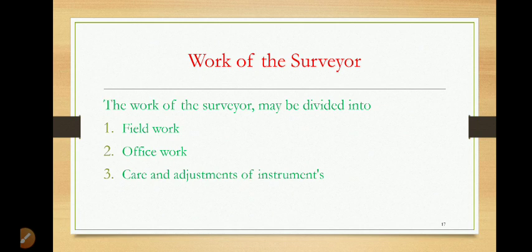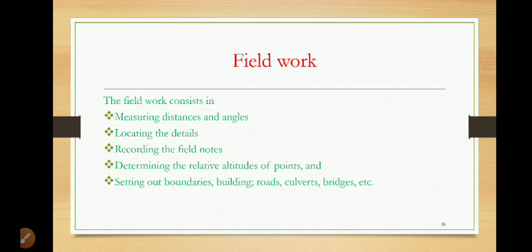The work of a surveyor is divided into three categories: field work, office work, and care and adjustment of instruments. Let us discuss field work. The field work consists of measuring distances and angles, locating details, recording field notes, determining the relative altitude of points, and setting out boundaries, buildings, roads, culverts, bridges, etc.